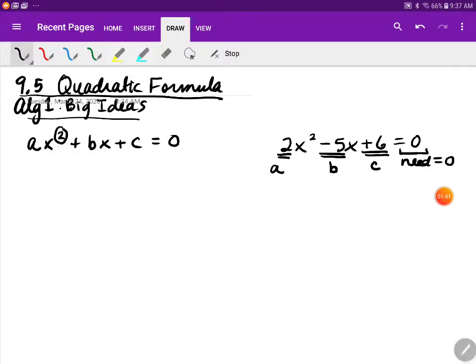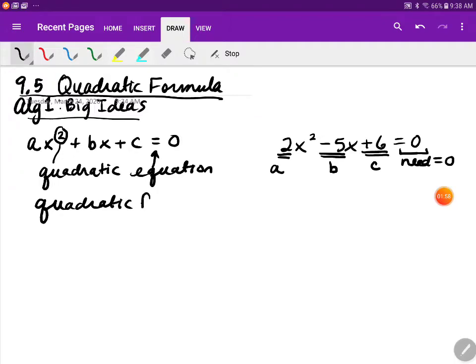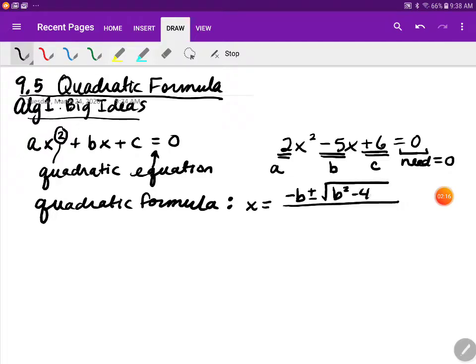Because you see this x squared, that's why this is called a quadratic. And the equal sign is the reason it's called an equation. Okay, so this is a quadratic equation, and we're going to solve it using the quadratic formula. The quadratic formula is to solve quadratic equations, and it's something you definitely want to memorize. x equals negative b plus or minus the square root of b squared minus 4ac, and then it's all divided by 2a.